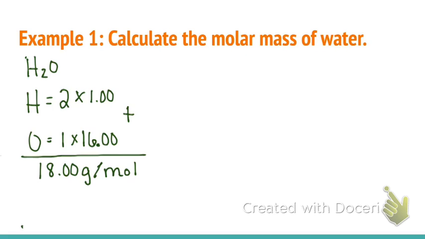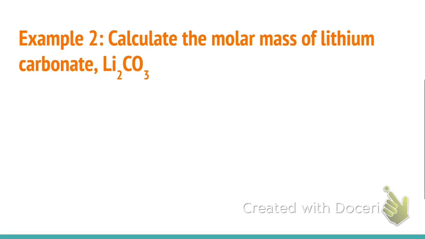So my next example is lithium carbonate, and I give you the formula Li2CO3. Like water, the very first thing that you do is take an inventory of what you have. We have lithium, carbon, and oxygen. The next thing is you need to know how many you have. We have 2 lithium, 1 carbon, and 3 oxygen.